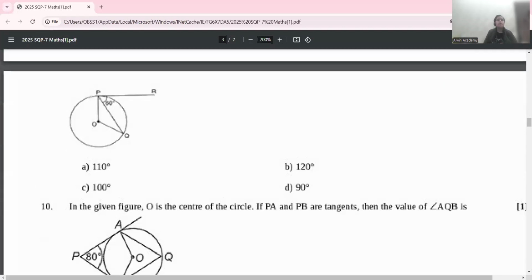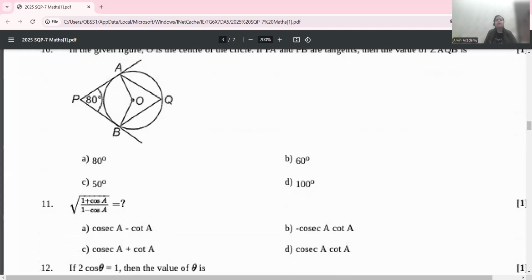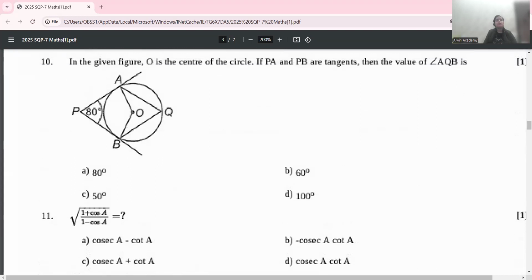Going to the next question. In the given figure, O is the center of a circle, PA and PB are tangents, then the value of angle AQB. Now we have to find this particular angle. Firstly, I'll consider this particular quadrilateral PAOB. In this angle 80 degree is given. This and this must be 90-degree angles because radius is perpendicular to tangent. Now I apply angle sum property here and I get this angle is 100 degrees.